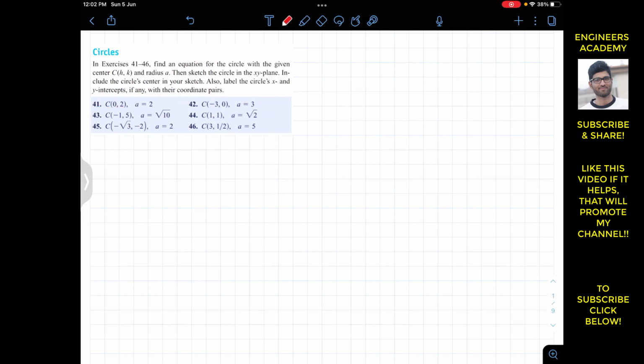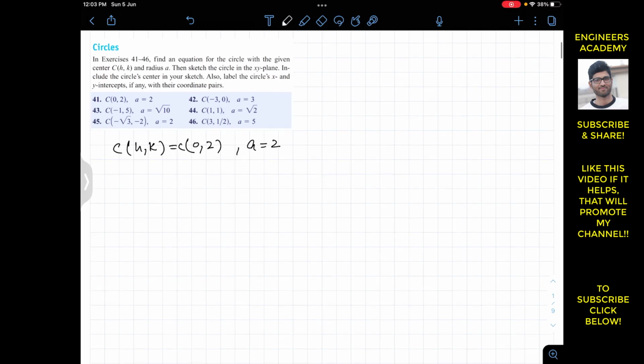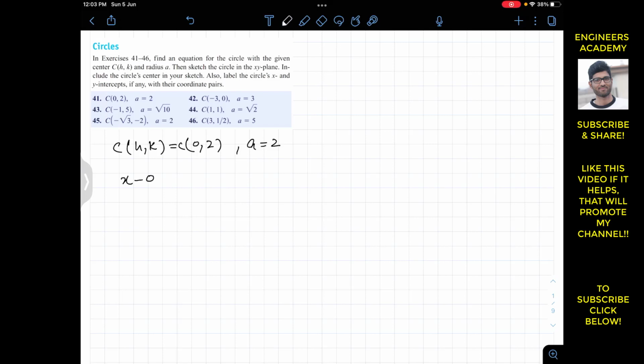Again, the center is given. The center h and k coordinates are given, that is h is equal to 0 and k is equal to 2, and the radius is equal to 2. So now applying that standard equation, we can write x minus h, so h is 0, plus y minus k, k is 2, square, equals a square, that is the radius square. So radius square is 2 square, so this will give us 4.